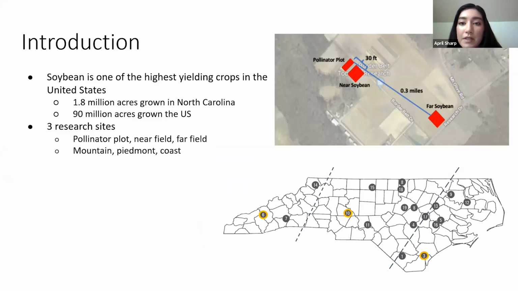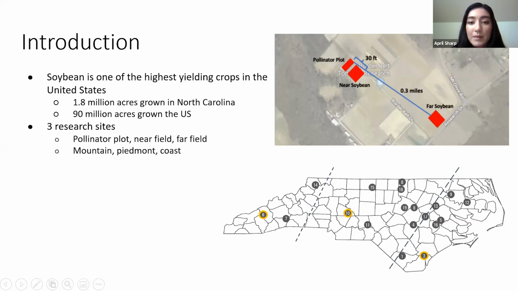One of the soybean fields is close in proximity to the pollinator plot while the other one is farther away. Here in this example, the close soybean field is 30 feet from the pollinator plot, while the far one is 0.3 miles away. And this same experimental design was more or less replicated at all of these research stations shown in this map. For this project, I chose 3 of these stations to examine the relationship in pollinators based on the spatial regions of North Carolina: the mountains, the Piedmont, and the coastal regions.